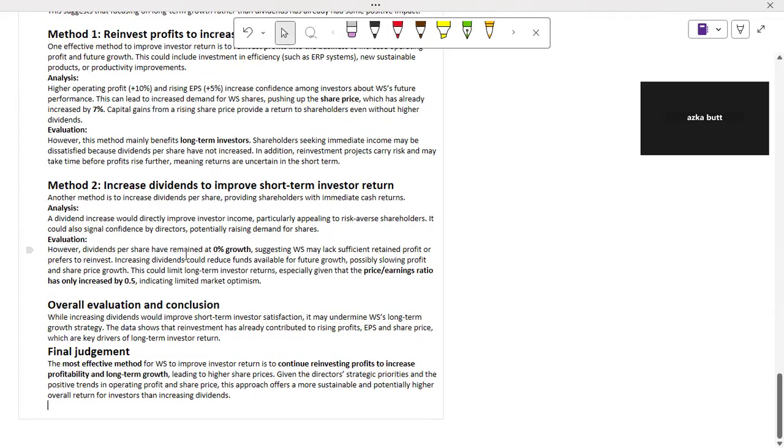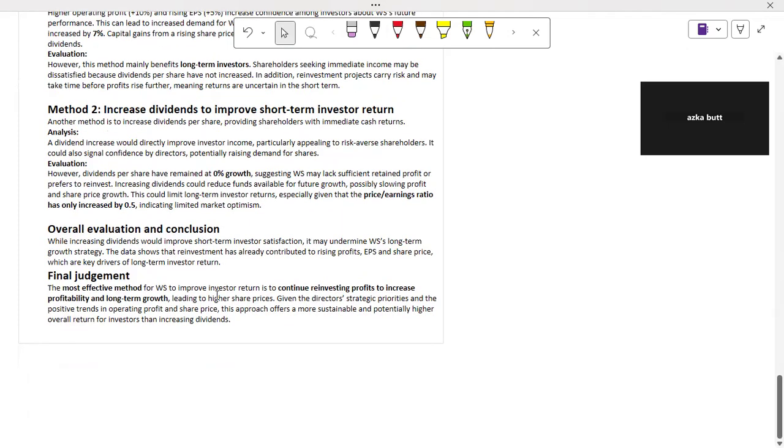However, dividend per share has remained at 0% growth, suggesting WS may lack sufficient retained profit or prefer to reinvest. So increasing dividends could reduce funds available for future growth, of course, possibly slowing the profit and share price growth. And this could limit the long-term investor returns, especially given that the price earnings ratio has only increased by 0.5, indicating limited market optimism. Overall evaluation is that while increasing dividends would improve short-term investor satisfaction, it may undermine WS's long-term growth strategy.